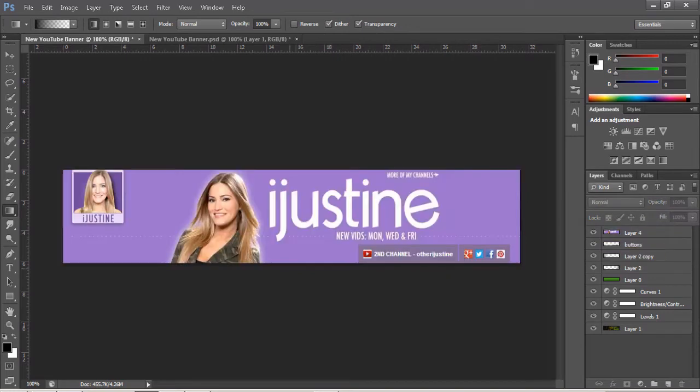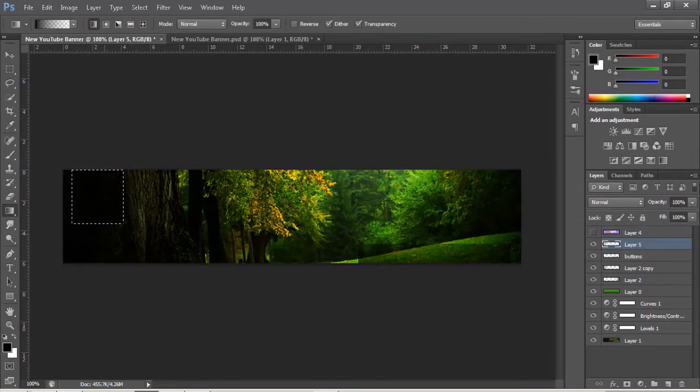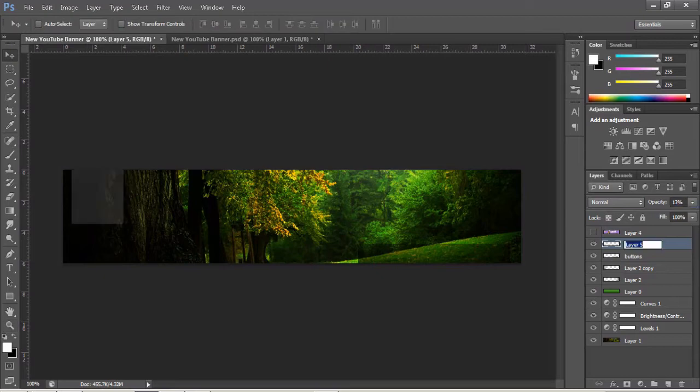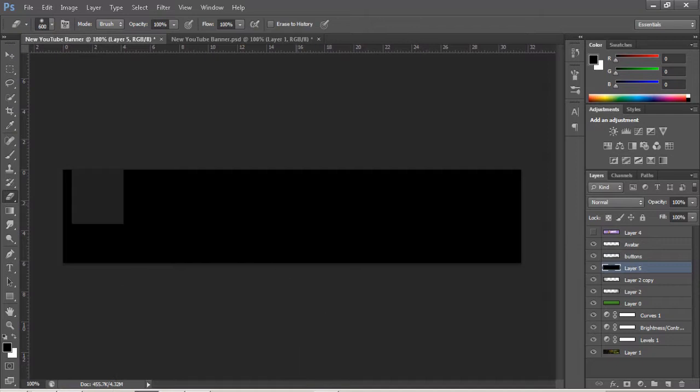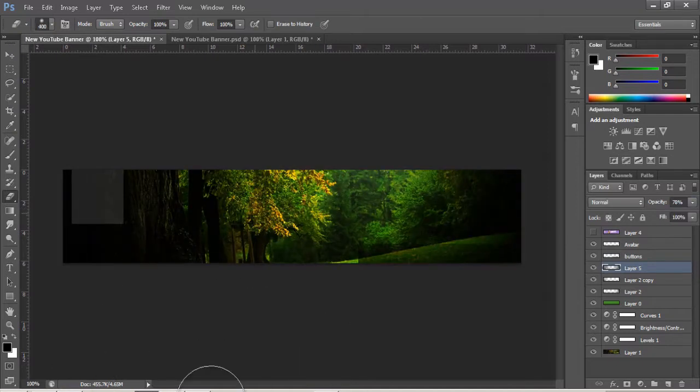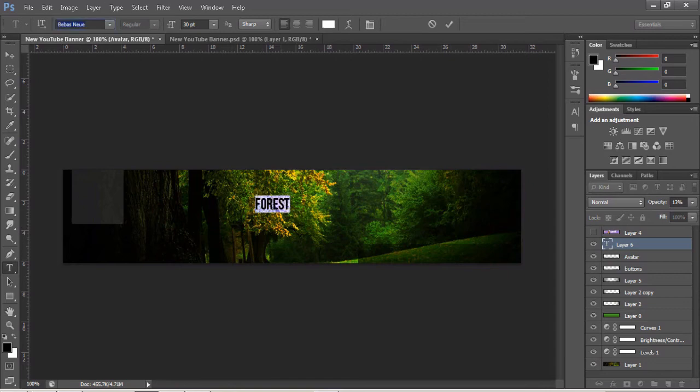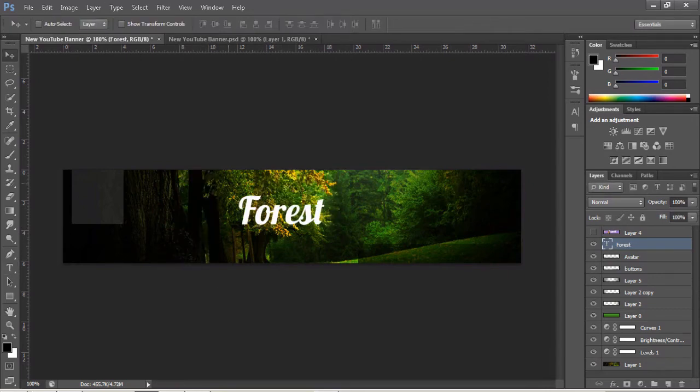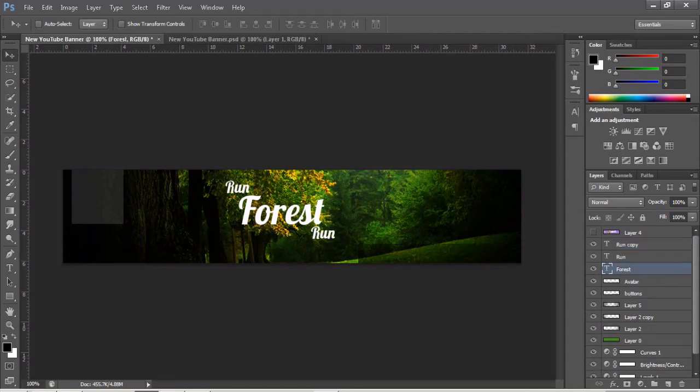If you go over there you can see what the banners look like. This is just a speed art of a YouTube banner that I felt like making based on a forest. I don't know why, I just had the idea of a forest in my head. YouTube banners are going to be mainly based on photo manipulations, just like this one, where it's images added onto images and stuff like that.